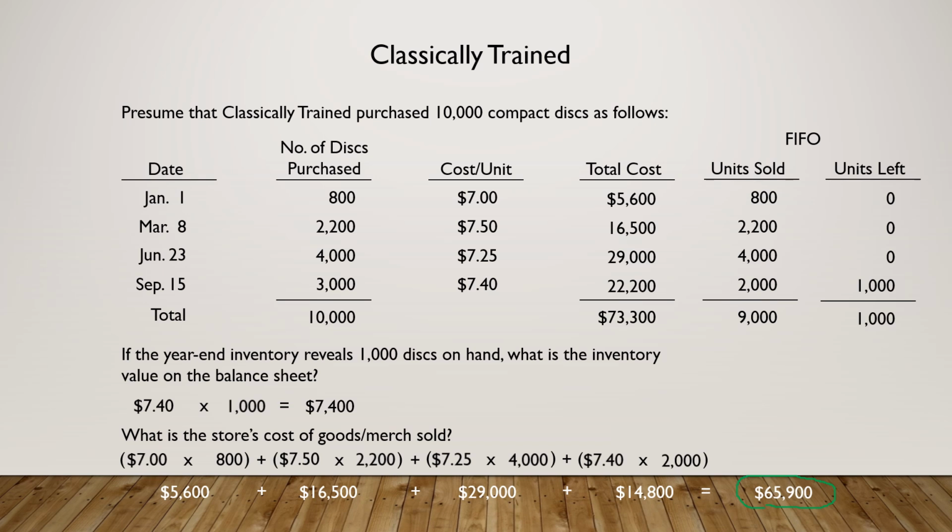You can arrive at this amount even more quickly by using our formula. Add the beginning inventory of 0 to the purchases of $73,300 and subtract the dollar value of $7,400 that we just determined.